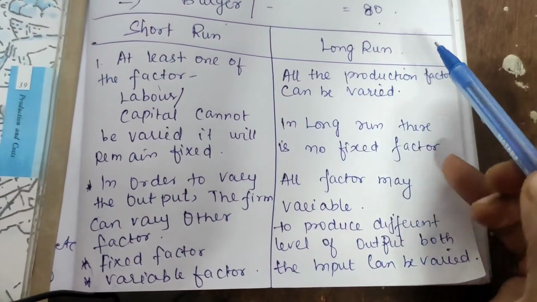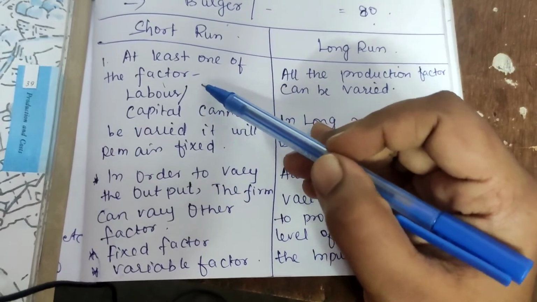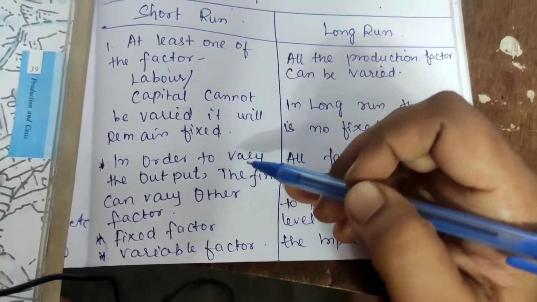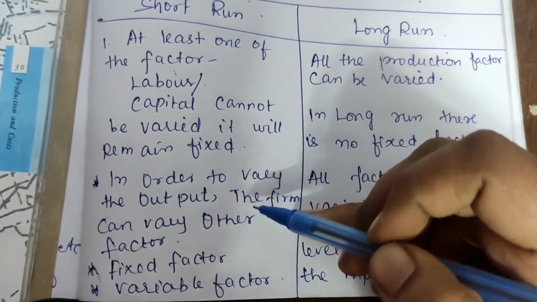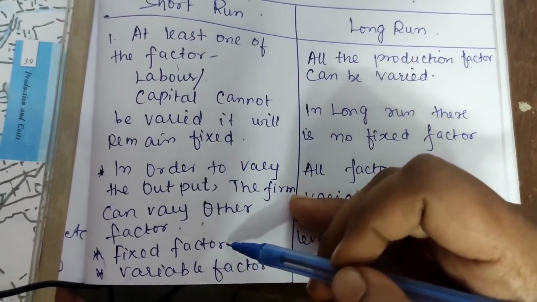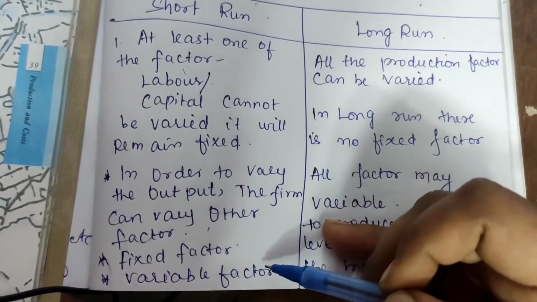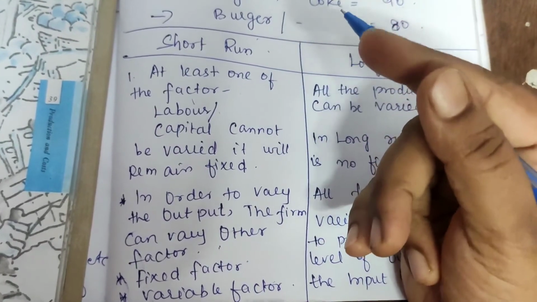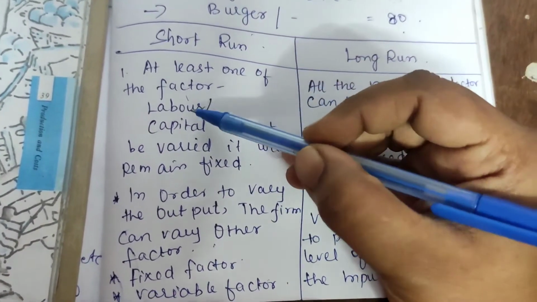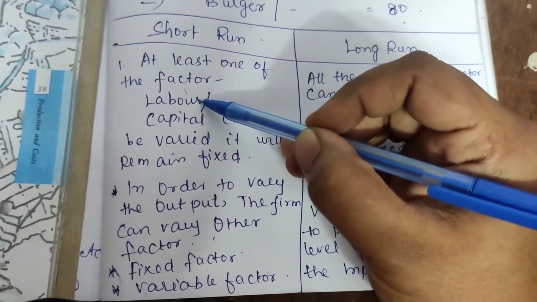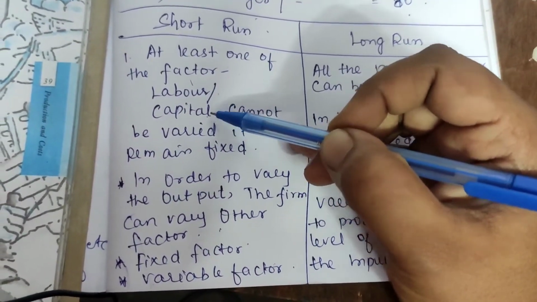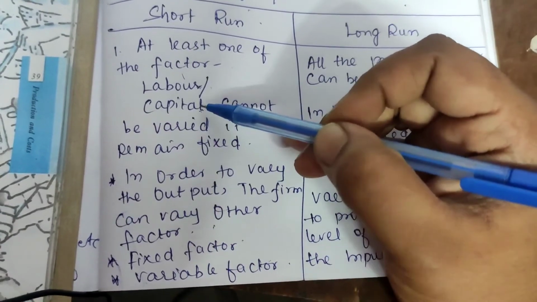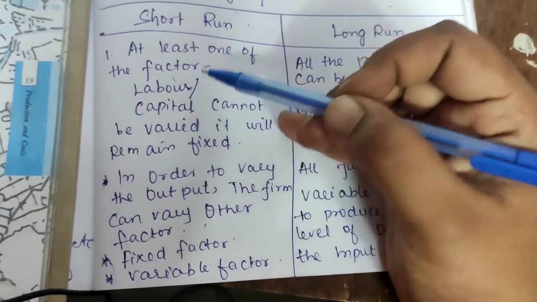Now, short run and long run. In the short run, at least one factor like labor or capital cannot be varied, and one of the factors remains fixed. So to vary the output, the firm can vary only the other factor. The factor which remains fixed is called the fixed factor. The factor which varies is called the variable factor. So in the short run, we have two kinds of factors: fixed and variable. For example, if capital is fixed, then labor may vary. When labor is fixed, capital may vary. The factor which remains fixed is called the fixed factor, and the one that varies is called the variable factor. This is the short run.